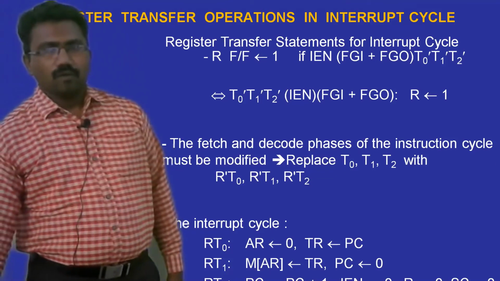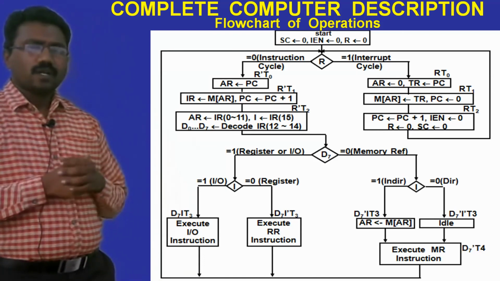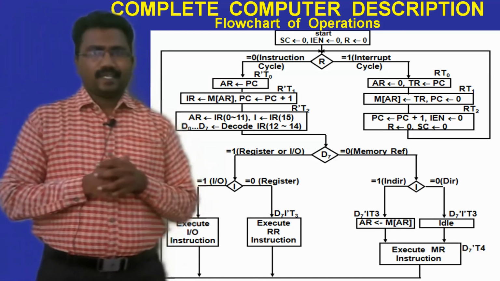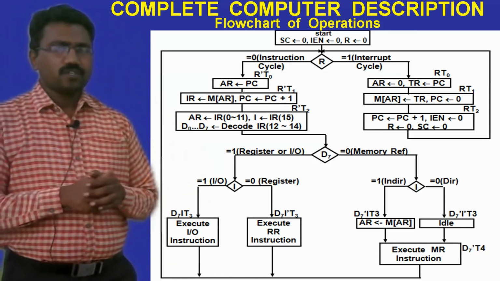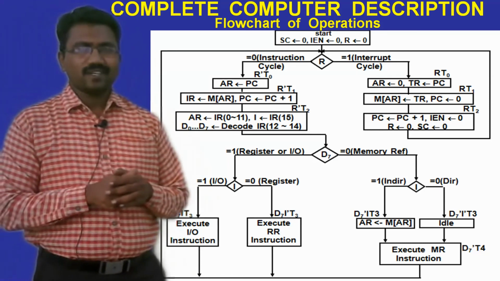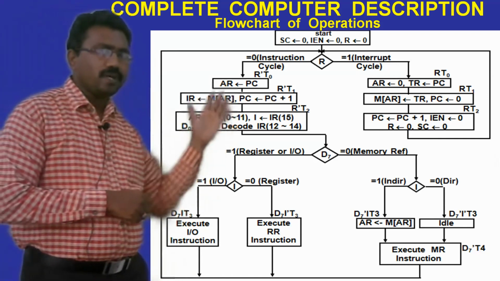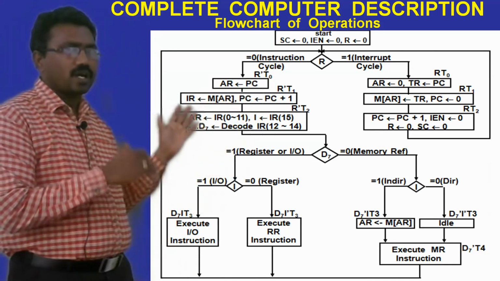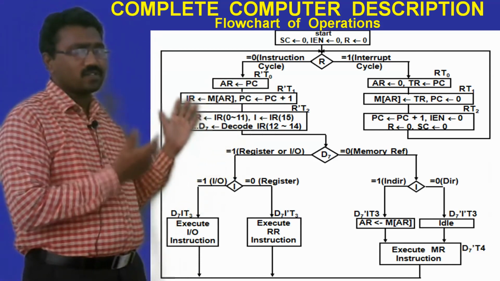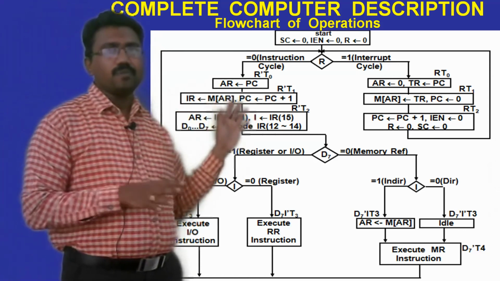Now the next concept is complete computer description. The second part of the first unit is basic computer organization. We are discussing chapter 5. In the chapter, the last concept is complete computer description. In this chapter we have seen basic computer organization. Whatever concepts we discussed so far, all the concepts are combined here. That is the complete computer description.